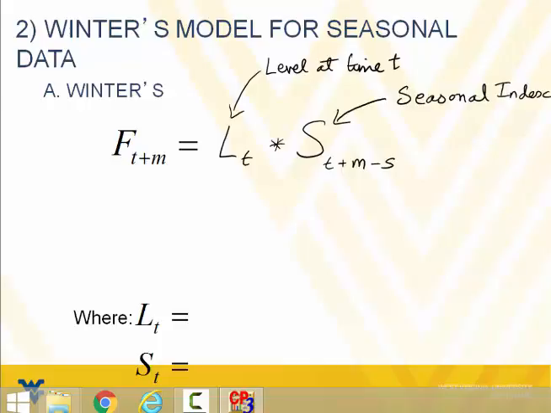So a little bit of background first before we move into the calculation of the level and the seasonal index components. If you're thinking of forecast as the actual demand, but at some point in the future, theoretically we can say the demand at time t is equal to the level at time t multiplied by the seasonal index at time t. So in other words, the demand at any time is a product of the level and the seasonal index. Okay? So let's see how that works.